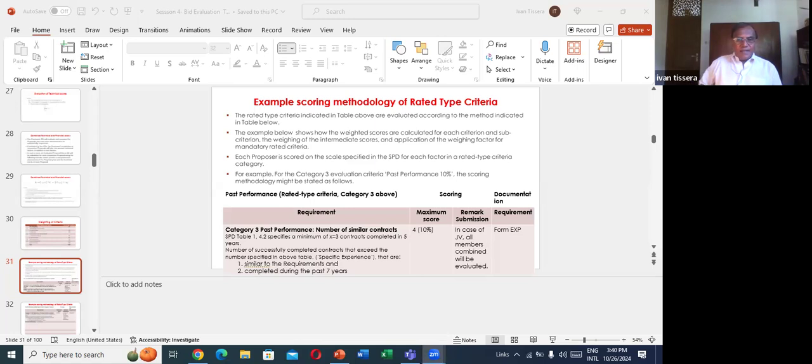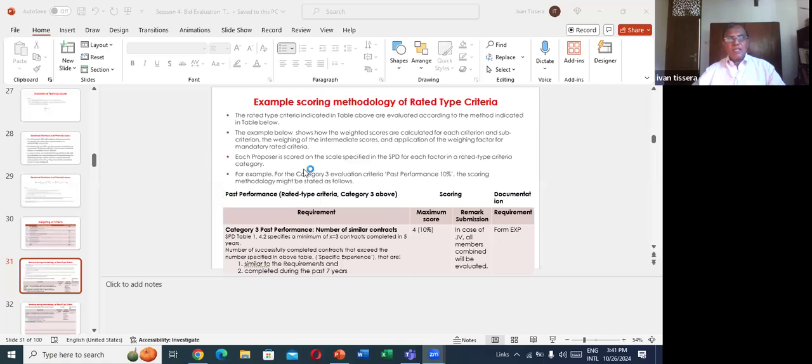Now take this example of how we can use the rated type criteria for evaluation. The rated type criteria indicated in the table above are evaluated according to the method indicated in the table below. The example below shows how the weighted scores are calculated for each criterion, the weighting of the intermediate scores, and the application of the weighting factors for mandatory rated criteria.